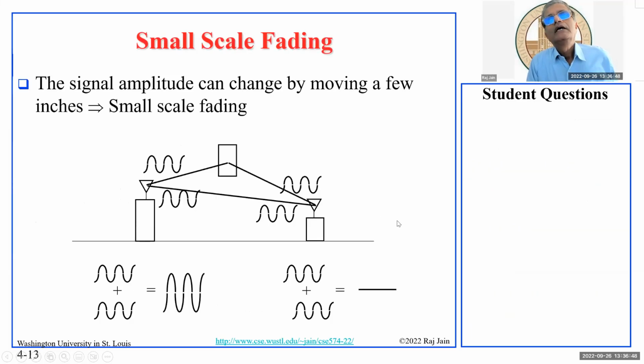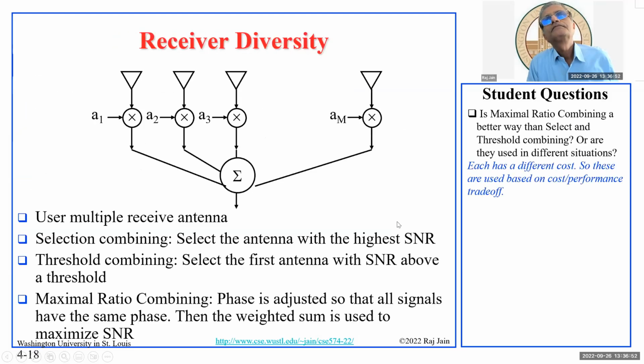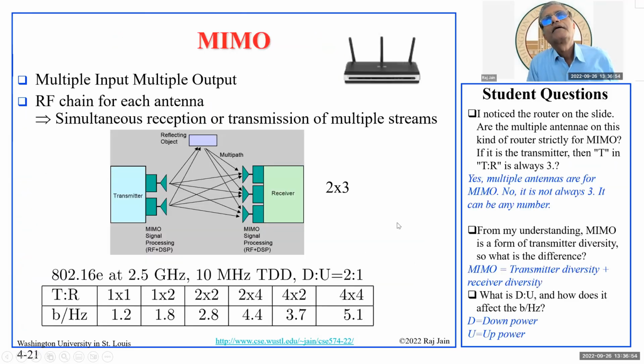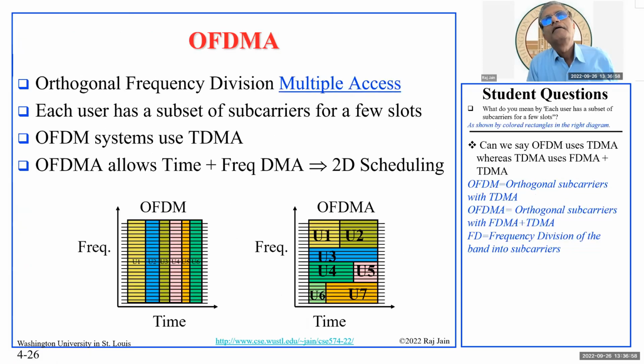Okay. All right. Then, okay, here. Can we say OFDM uses time division multi-TDMA and OFDMA, whereas TDMA uses FDMA plus TDMA? The answer is all wrong. Okay, so let me explain this thing.